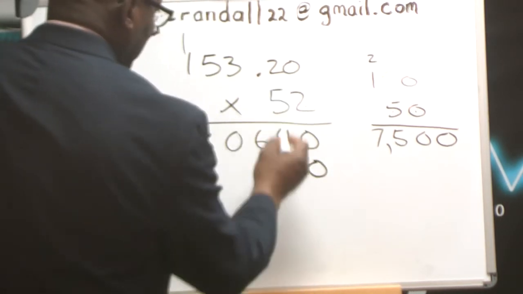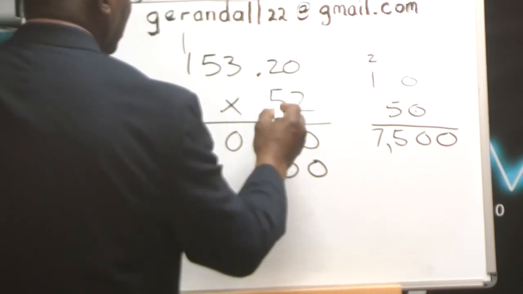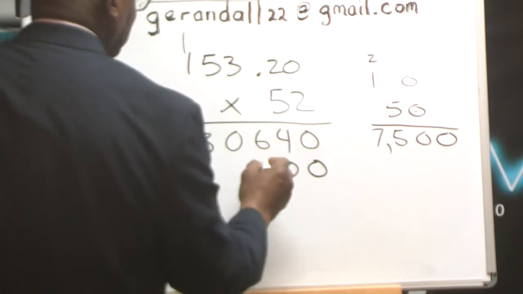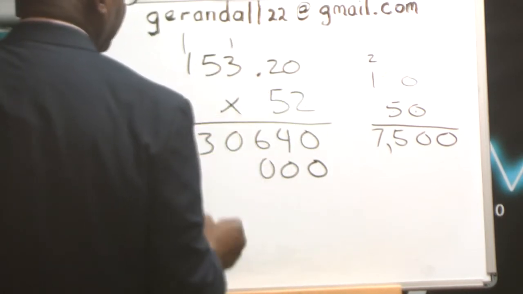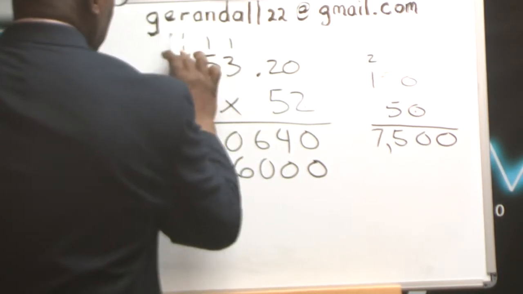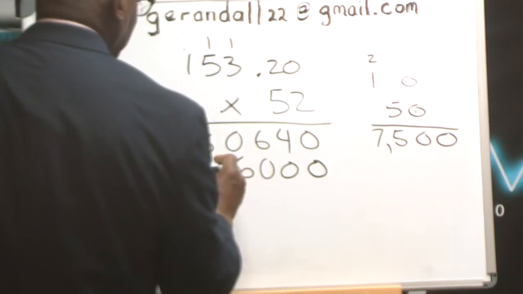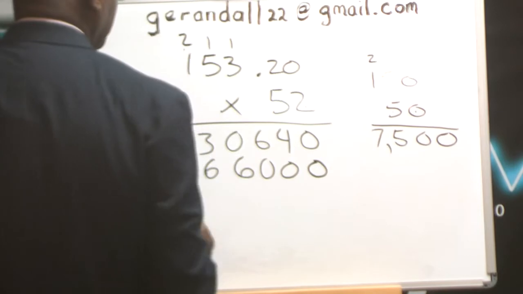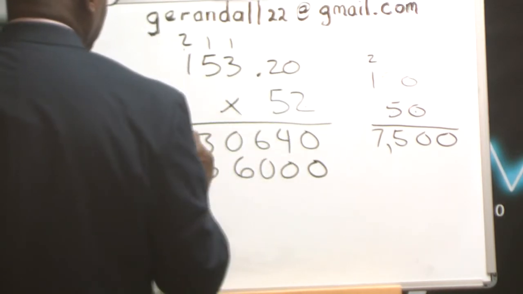Remember, stay lined up. 5 times 0, 5 times 2 is 0 or 10, carry the 1. 5 times 3 is 15, plus 1 is 16, carry the 1. And 5 times 5 is 25, plus 1 is 26, carry the 2. 5 times 1 is 5, plus 2 is 7.